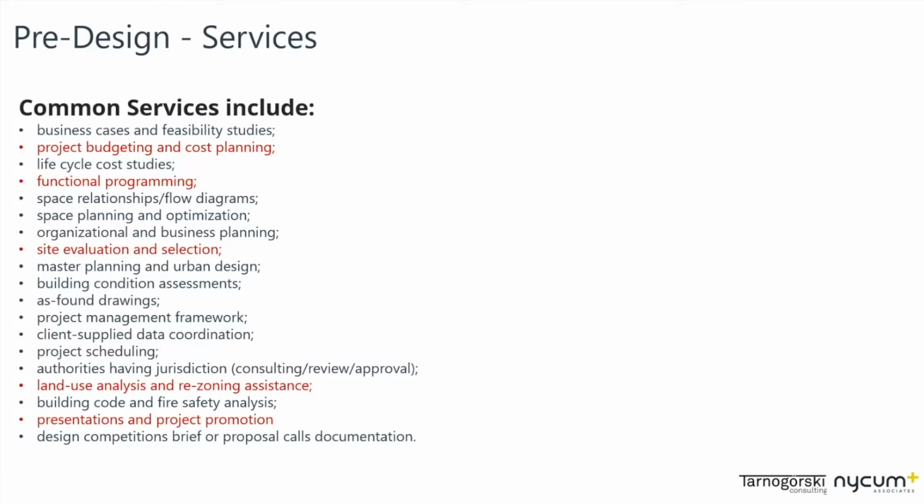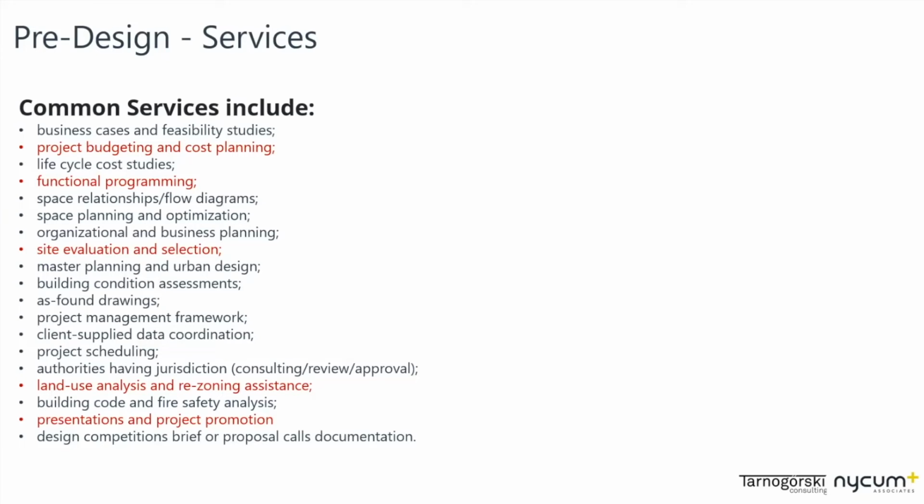We won't be able to get through everything for every project in a list like that, but looking at project budgeting and cost planning, functional programming, site evaluation and selection, land use analysis and rezoning assistance, and presentation and project promotion. These are elements that are both important to the projects that we've been talking about thus far, but also something that we can give an overview of and an introduction to, so that when any of you organizations or any of the future organizations that are looking through the toolkit that we're compiling workshop by workshop, we'll be able to quickly go and use those resources to access information, to figure out what it actually is that they need.